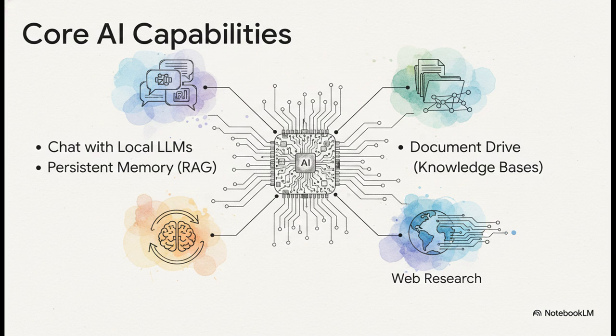Second, it has this persistent memory system using RAG, which basically means the AI learns from you. Third, there's a document drive which lets you build knowledge bases out of your own files. And finally, it can even go out and do web research for you. It's a pretty powerful combo.